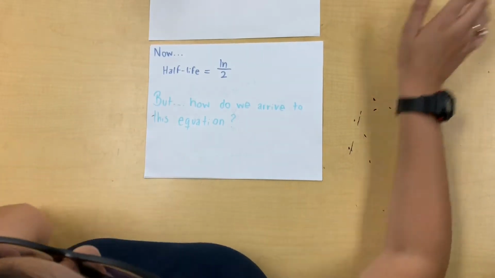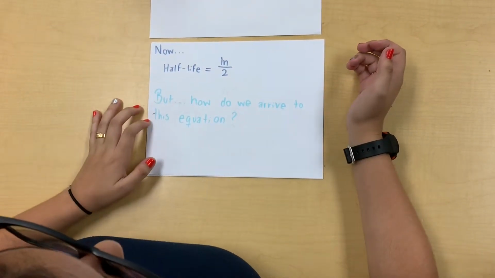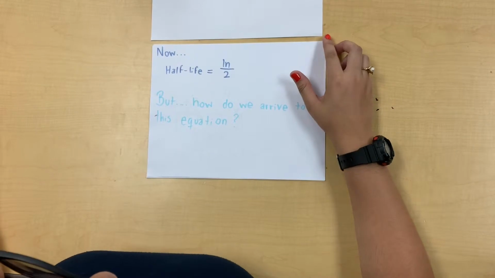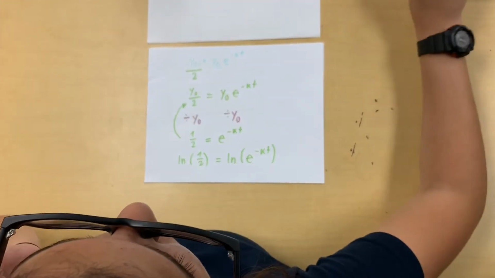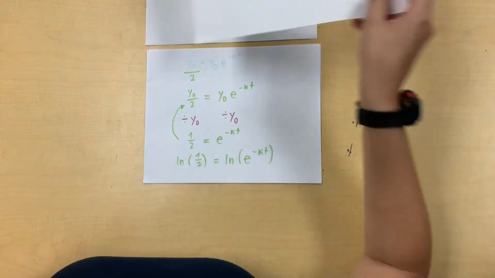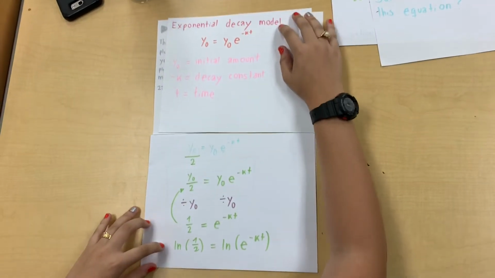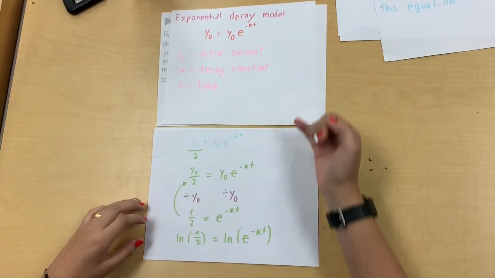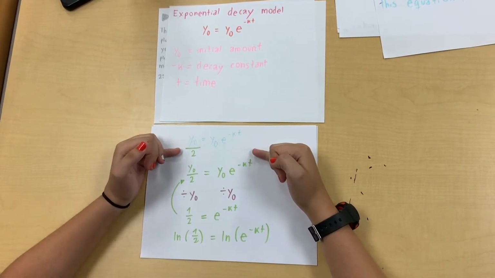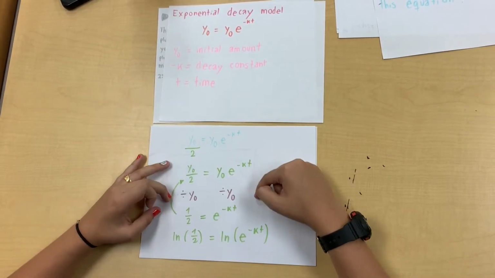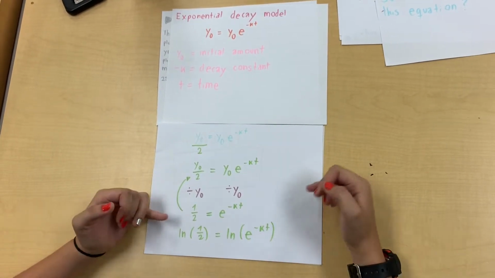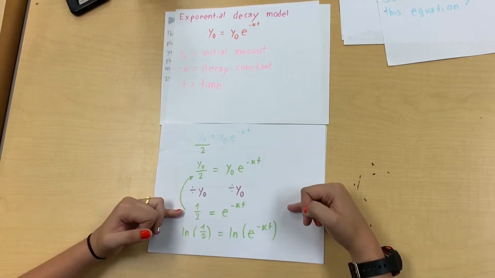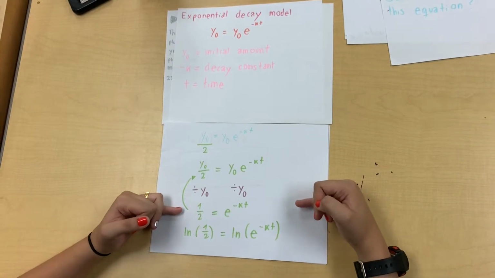Now, the equation for a half-life is the natural log of 2 divided by k. But how do we arrive at this equation? Well, you have to refer back to your exponential decay model, the formula that I introduced before, and use that formula. Then you divide it by 2 since you're finding the half-life. Once you get there, you divide both sides by y0, which is our initial state, and you end up with 1/2 is equal to e to the power of negative kt.